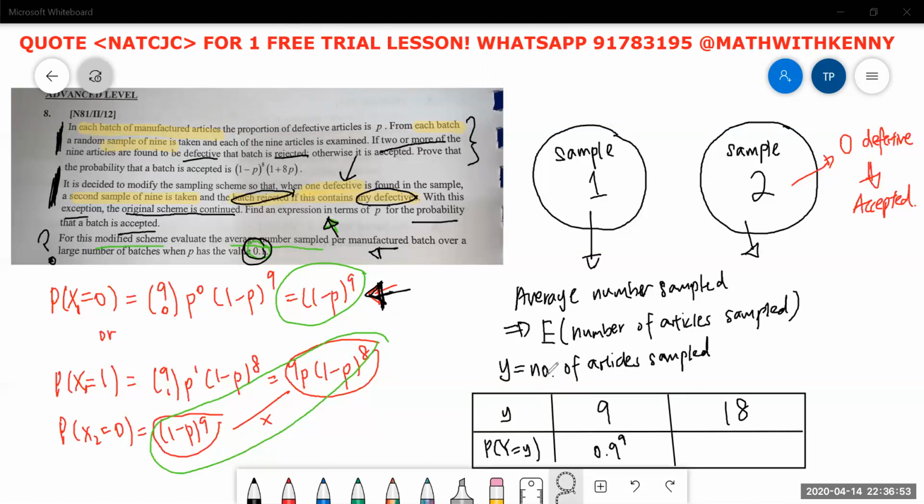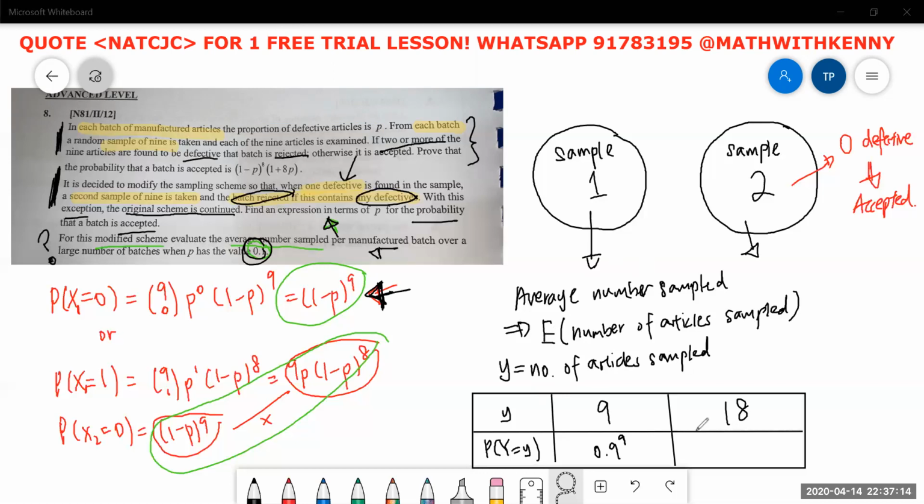Wait, is it not 1 minus 0.1? Yeah, which is 0.9. Oh, yes. Oh, I went to calculate it out. Okay, never mind. My bad.